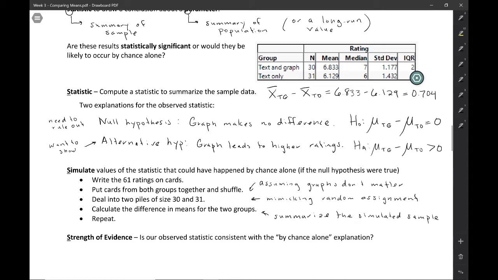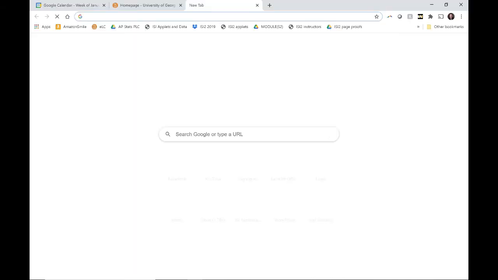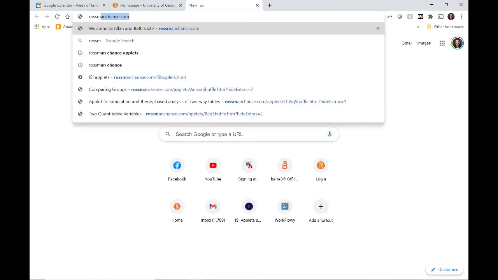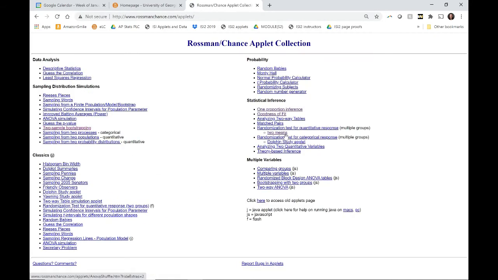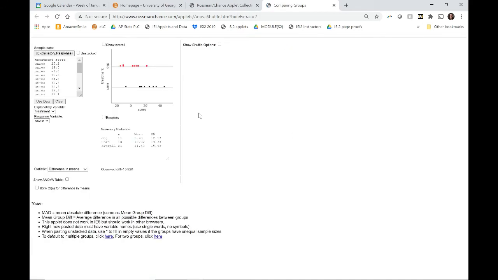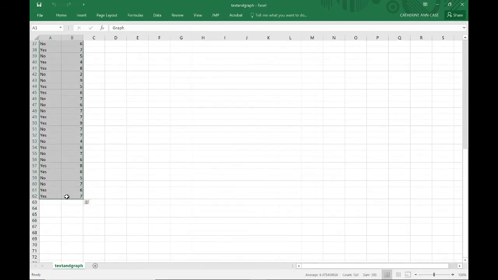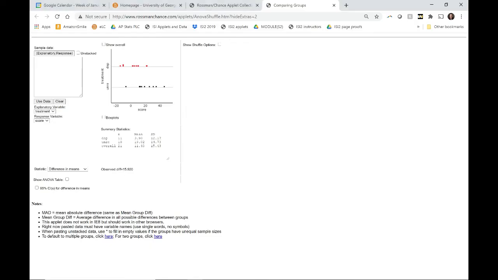So we've done this once, we've got our cards dealt out, we calculated the difference of means, and then we repeat that process many times. There are lots of different applets that'll do this. My favorite is probably the Rossman Chance applets, so I'm going to search for those. And I'm using the applet for two means. So the first thing I need to do is to copy paste in my data. So this is data from the textbook, and it was in a CSV file, so I can just copy it straight out of there and paste it.